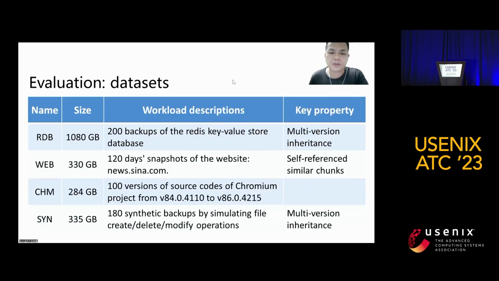4 datasets are used for performance evaluation, including database snapshots (RDB), website snapshots (WEB), an open source code project (CHM), and a synthetic dataset (SYN). Multi-version inheritance is common in RDB and SYN datasets, and the web dataset contains substantial self-referenced duplicates and self-referenced similar chunks.